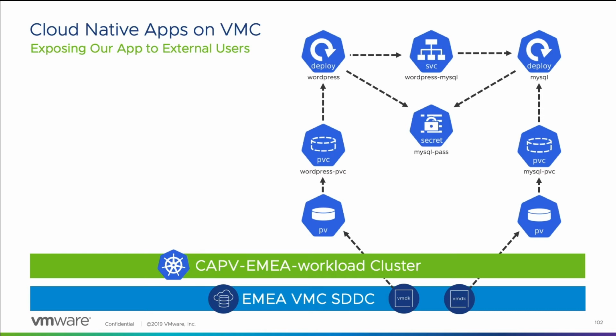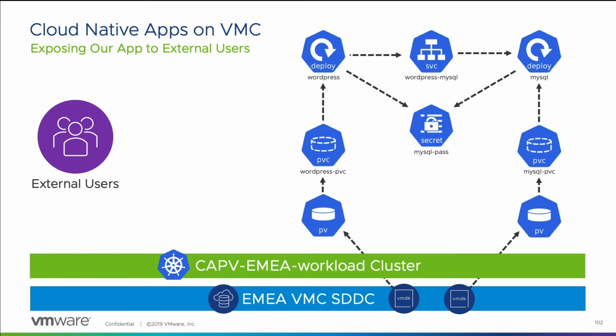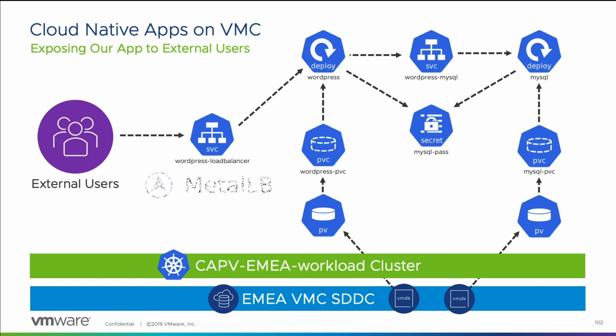But we still need to expose our WordPress front end to external users. So how do we expose external users to services running within our cluster? Right now, the only service we have is a single wordpress-mysql service of type ClusterIP, and that doesn't do us really any good. We need to create a service type of LoadBalancer to expose external users to the WordPress front end on some sort of publicly resolvable IP. And that's where a tool like MetalLB comes in.